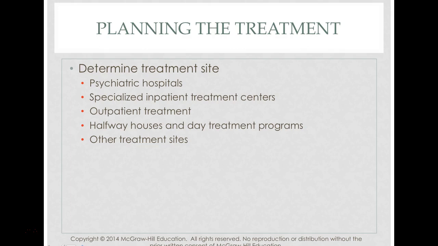Then we have halfway houses and day treatment programs. Halfway houses are, of course, transitional places where people are coming from a higher level of care and transitioning back into the community. And day treatment programs are for people who need some structure during the day, and probably these people have been formally hospitalized, and they just need a structured program during the day. We have some of these locally, day treatment programs. Northern Inc. is a day treatment program where people can go spend the day in a structured environment with activities and supervision.